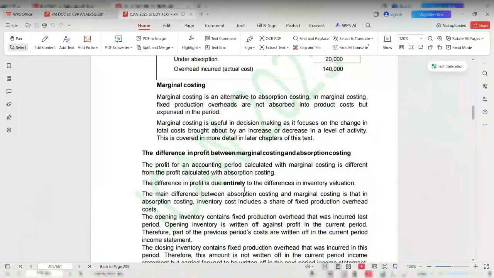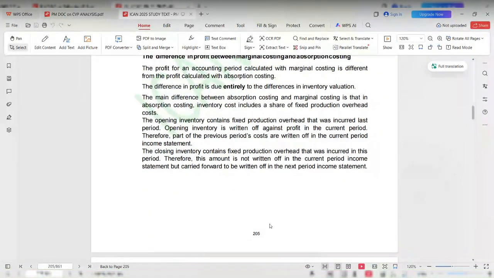In inventory valuation. The main difference between absorption costing and marginal costing is that in absorption costing, inventory costs include a share of fixed production overhead cost. The opening inventory contains fixed production overhead that was incurred last period. Opening inventory is written off against profits in the current period. Therefore, part of previous period costs are written off in the current period income statement. The closing inventory contains fixed production overhead that was incurred in the period. Therefore, this amount is not written off in the current income statement.